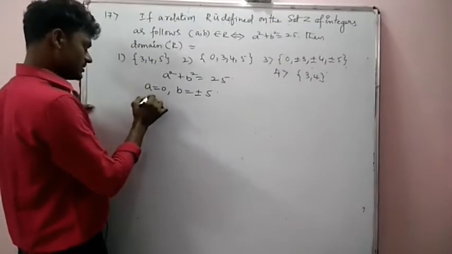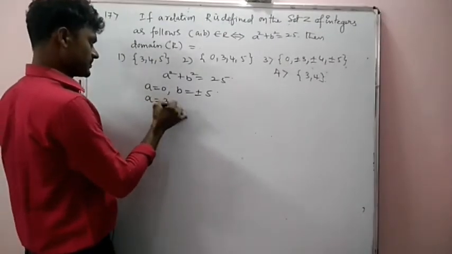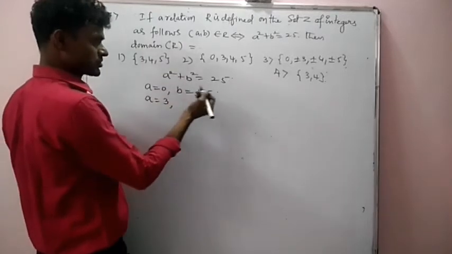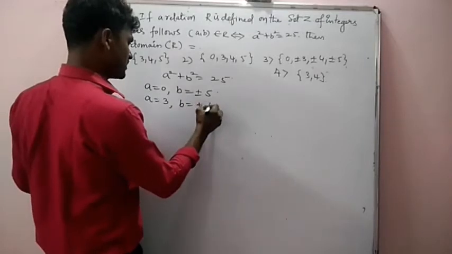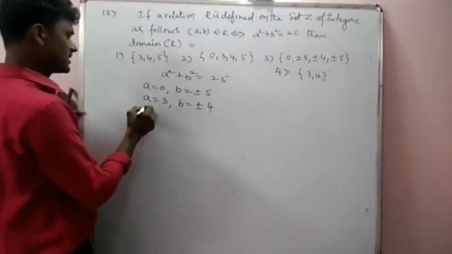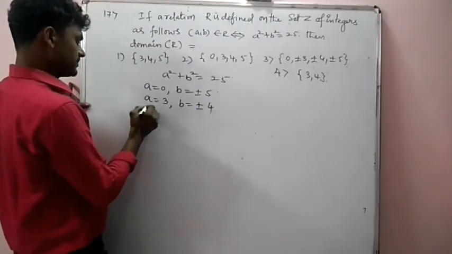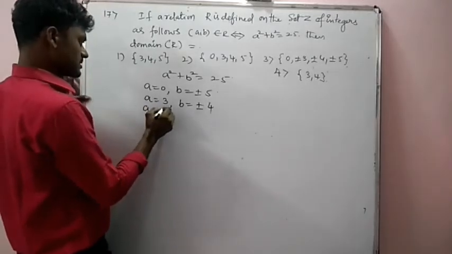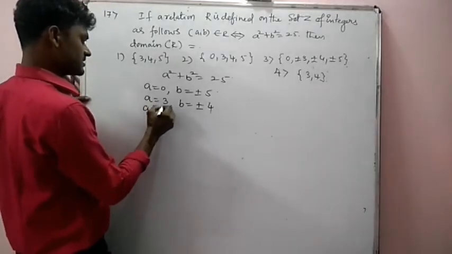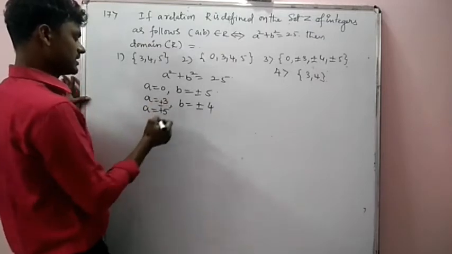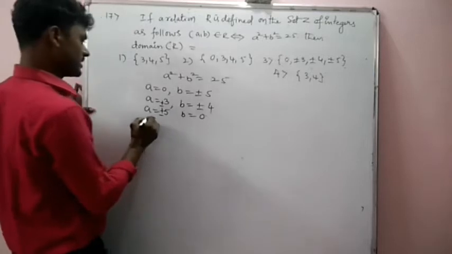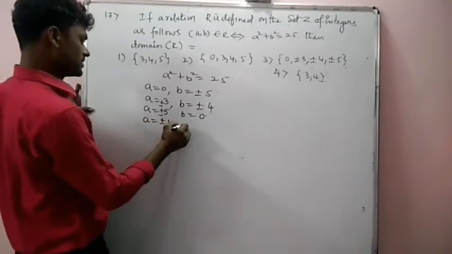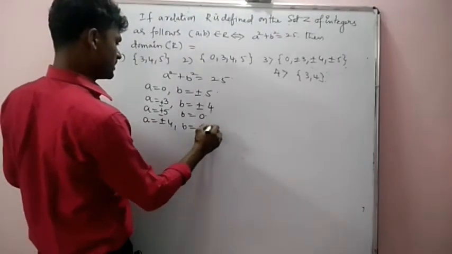Next, A is equal to 3. 3 square plus 4 square, 4 square, this is 5 square. Then here B is equal to plus or minus 4. Then here A is equal to plus or minus 5. Here also plus or minus we have to take. Then plus or minus 5 means here B is equal to 0. Then A is equal to plus or minus 4 means B is equal to plus or minus 3.